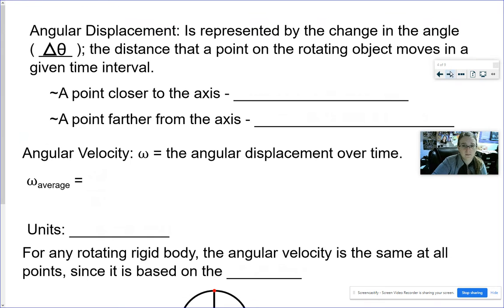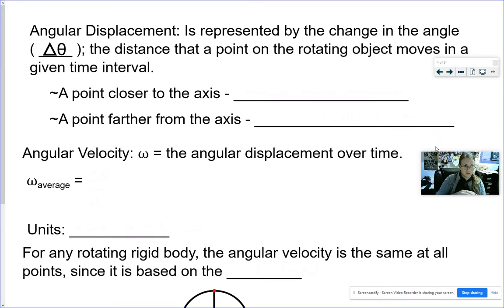So angular displacement. Let's work up to talking about angular velocity and just regular speed when we're dealing with rotation. To start with, we need to talk about angular displacement. Angular displacement is the change in the angle, so that's delta theta. However, we're going to be dealing in radians. Yay. It's going to be a lot easier than you think, though.